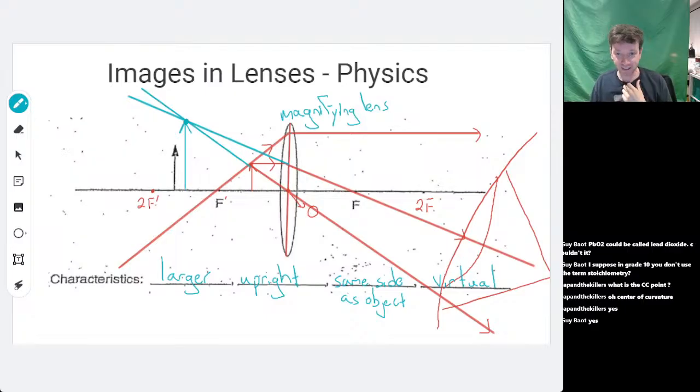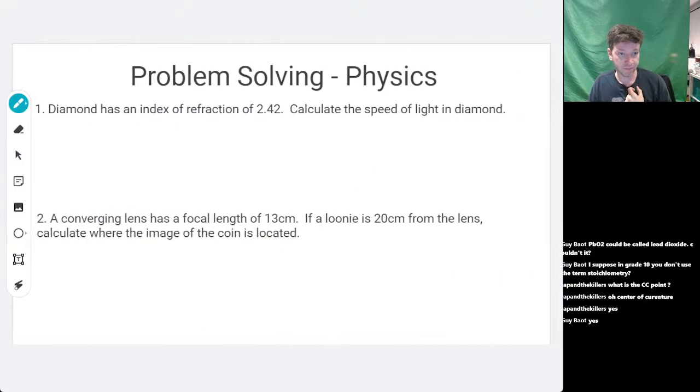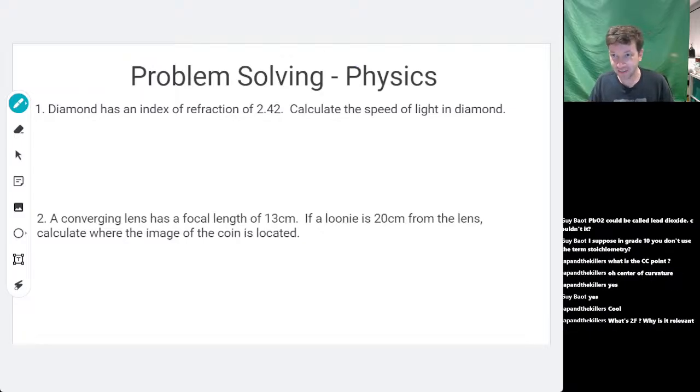Is that good? Any questions? Okay. Awesome. So now we're going to do some problem solving. There are a few equations we use in grade 10. Some students love the math, other people do not.